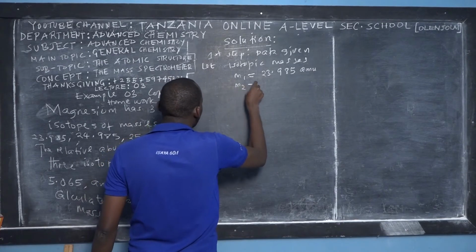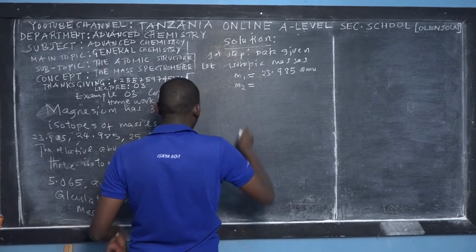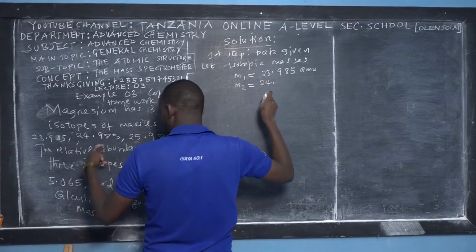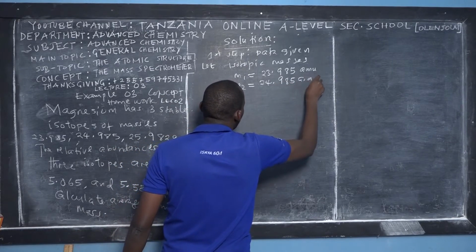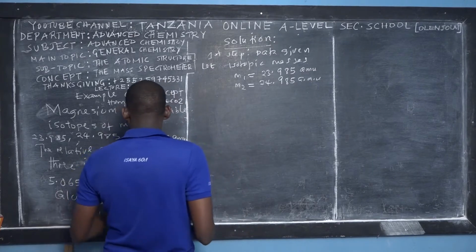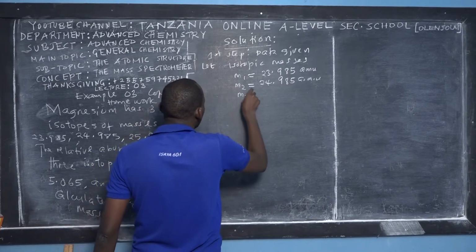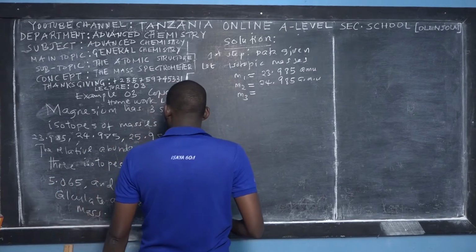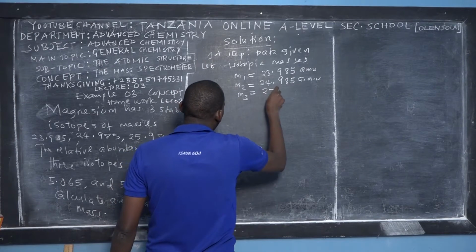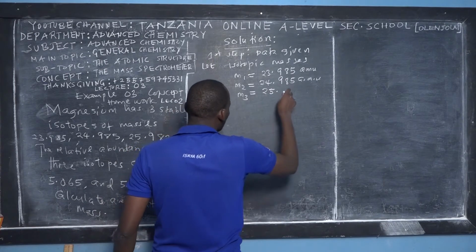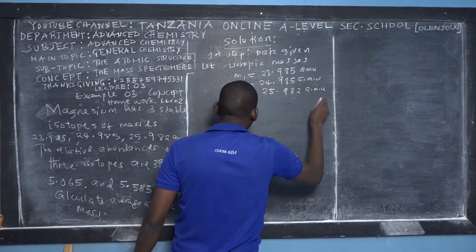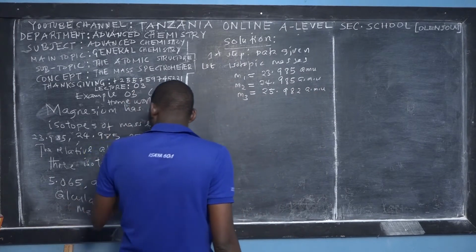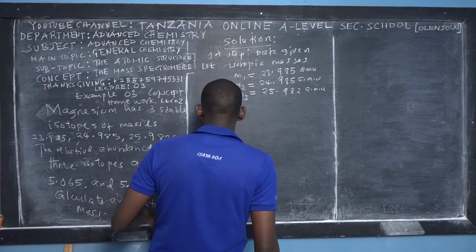And then the second isotopic mass, M2, is equal to 24.985 atomic mass unit. Then again, we have M3, the third isotopic mass, which is 25.982 atomic mass unit. Okay, the relative abundance of the three isotopes is this.